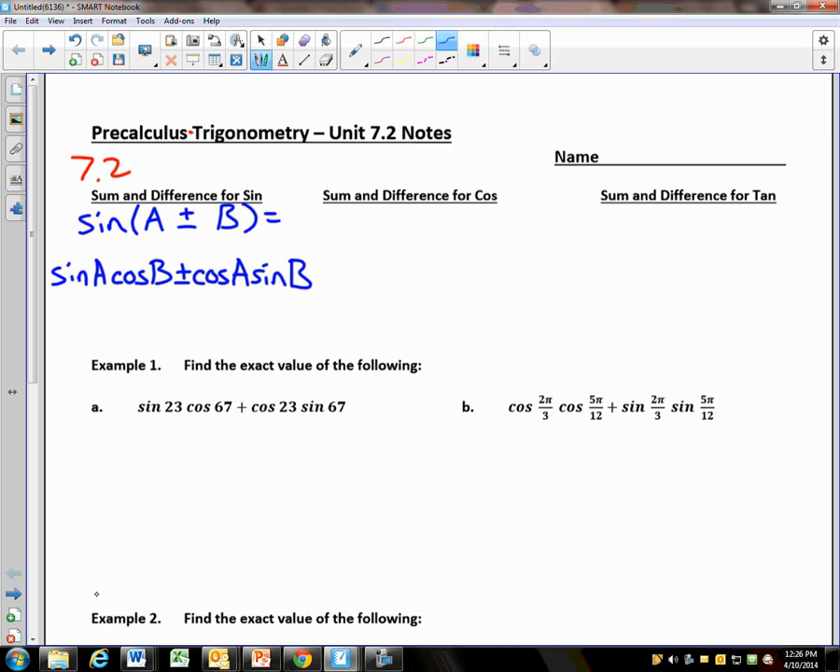We have another one in terms of cosine. The cosine of, say, angle A plus angle B, what that one comes out to be is the cosine of angle A times the cosine of angle B. And then instead of plus, it switches to minus. Minus the sine of angle A times the sine of angle B.